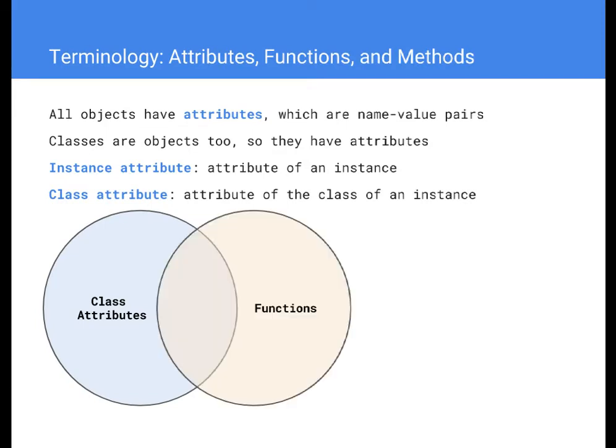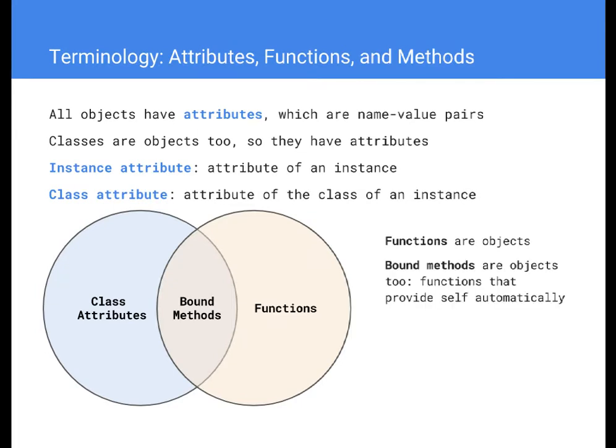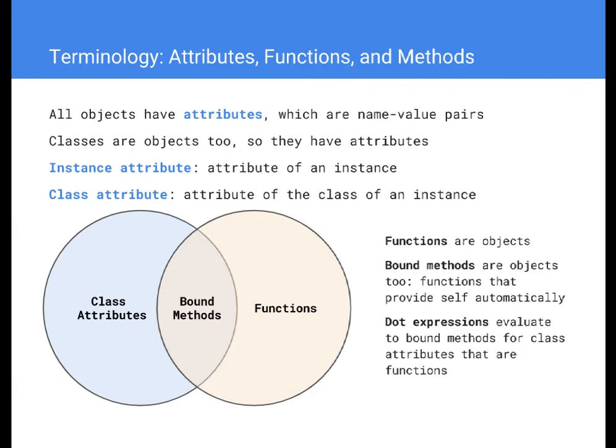And so when we talk about these two spheres, so far in the course we've been talking about functions and how you can use functions to do a lot of cool things, like even define abstract data. Now we're introducing this new idea of class attributes and classes in general, and the intersection between these two spheres is what we call bound methods, where you have functions that are themselves class attributes. And functions are objects, and bound methods are objects as well. They are functions that provide self automatically. And we have dot expressions which evaluate to bound methods for class attributes that are functions.